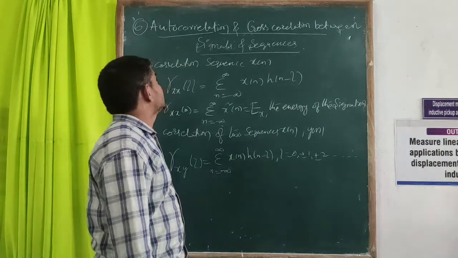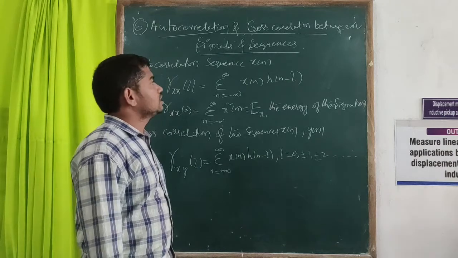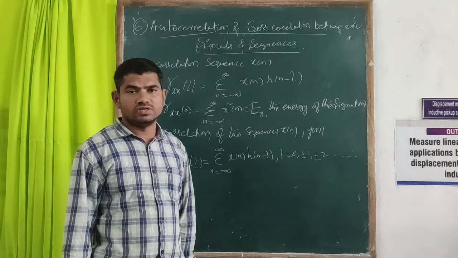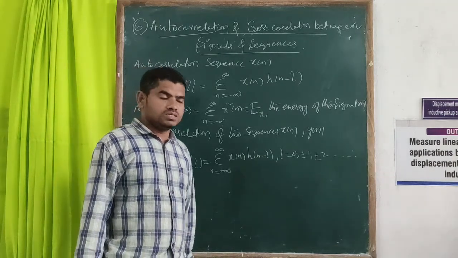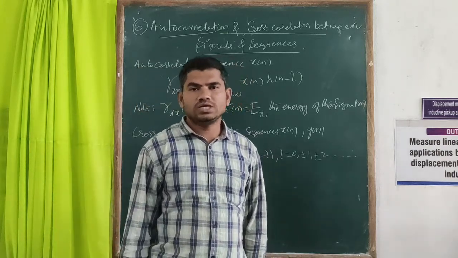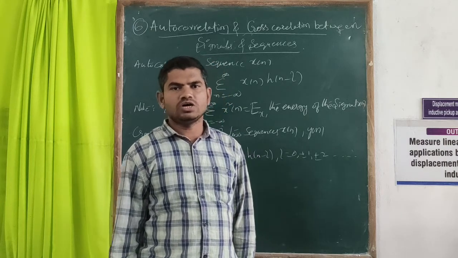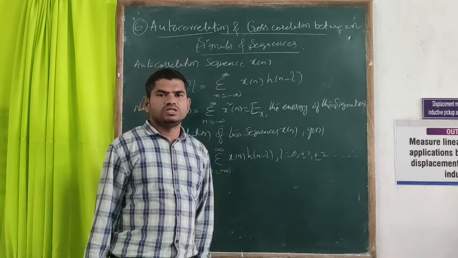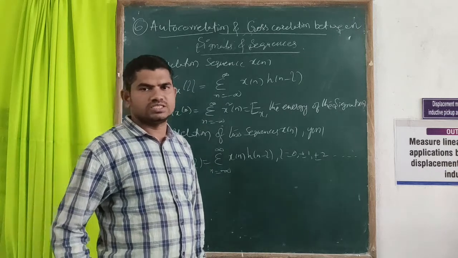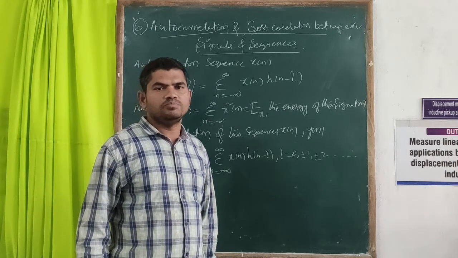Yeah, the next experiment in basic simulation lab is autocorrelation and cross correlation between signals and sequences. To perform this experiment, we are using the convolution property. We know how to perform the convolution: if two signals are there, x of n and h of n.